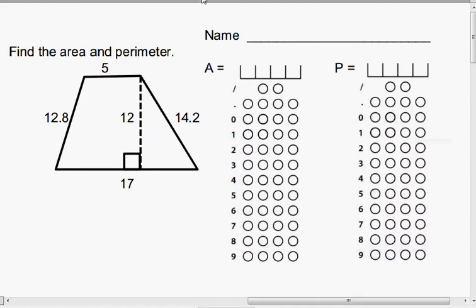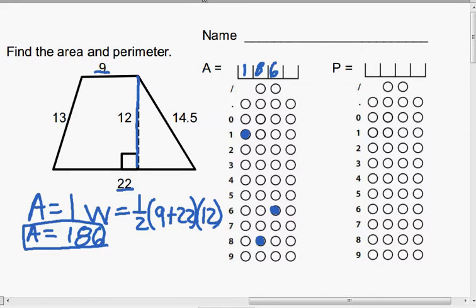All right, this part of the problem is to find the perimeter. Perimeter, no matter what shape we have, is the distance all the way around it. I start at one point, I go around the figure until I come back. So I will start at this point. So 13 is part of my perimeter.